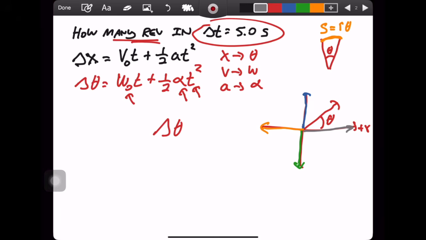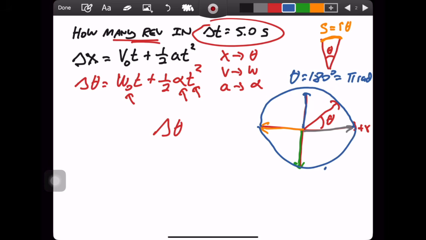Well, another way of thinking about it is that if we go, say, a semicircle, theta equals 180 degrees equals pi radians. And if we go a full circle, theta equals 360 degrees equals 2 pi radians. So that's what a revolution is. A revolution is a full circle.